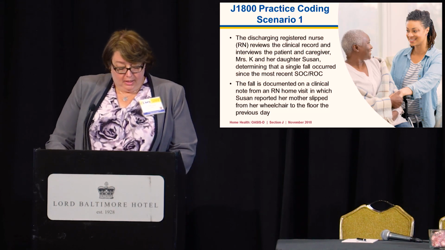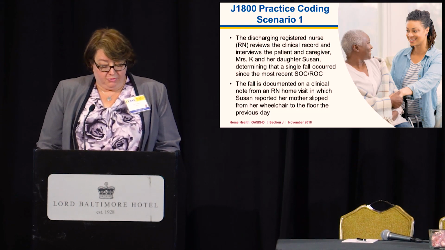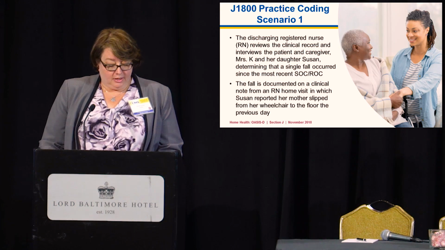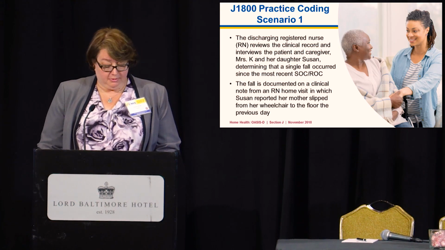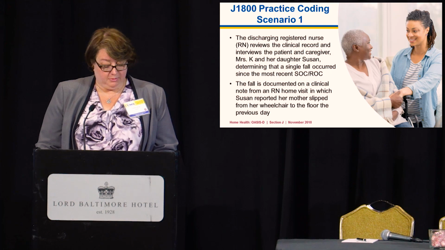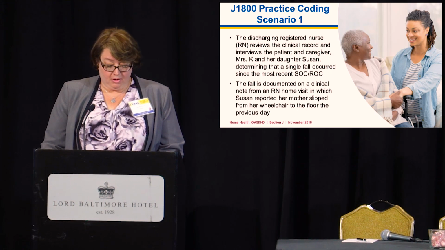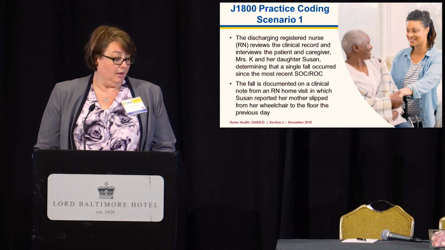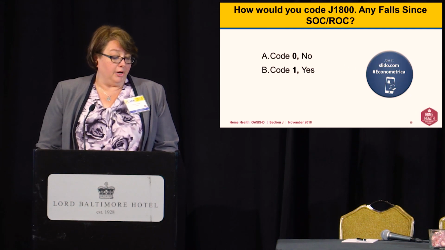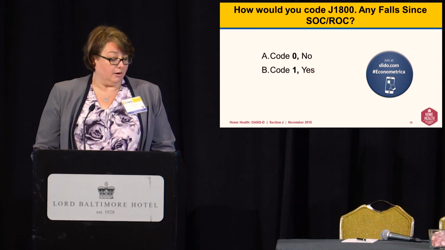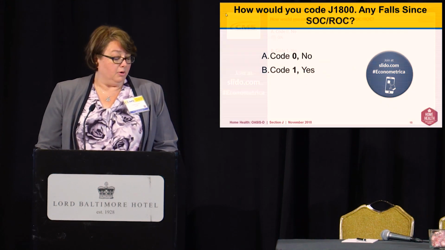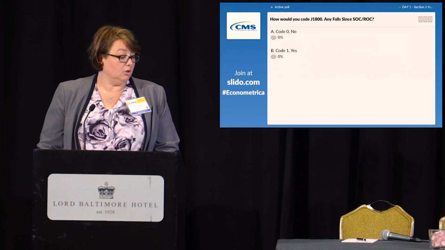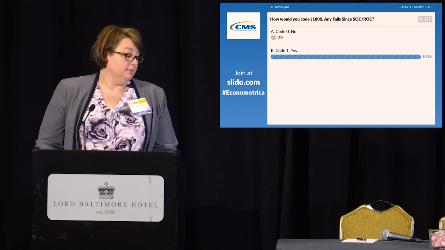Okay. So the discharging registered nurse reviews the clinical record and interviews the patient and caregiver, Mrs. K and her daughter Susan, determining that a single fall occurred since the most recent SOC ROC. The fall is documented on a clinical note from the RN home visit in which Susan reported her mother slipped from her wheelchair onto the floor the previous day. So how would you code J1800, any falls since SOC ROC? Is it code 0, no, or code 1, yes?